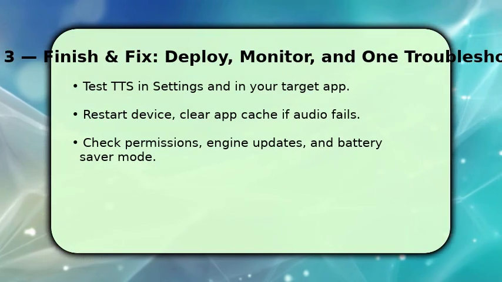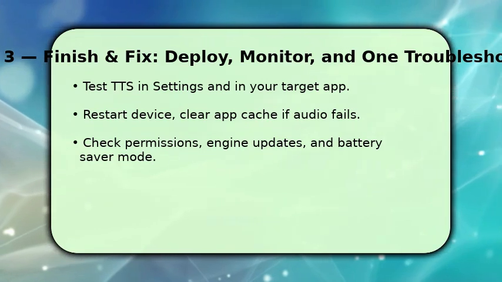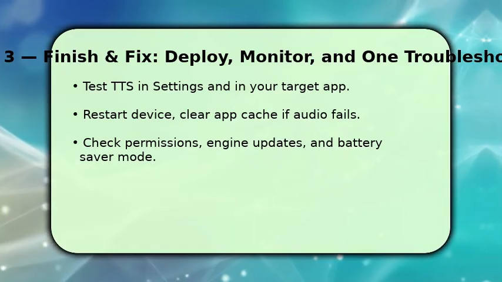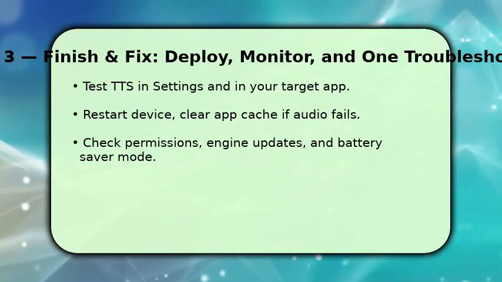Finally, use the feature in your chosen app. Enable speak selection or accessibility features and test with sample text. Once done, verify audio routes to speakers or Bluetooth.